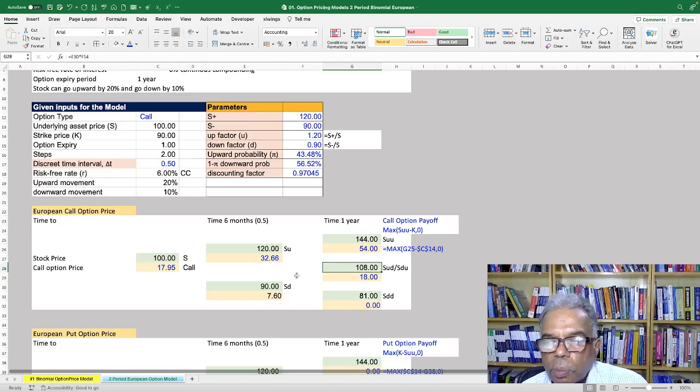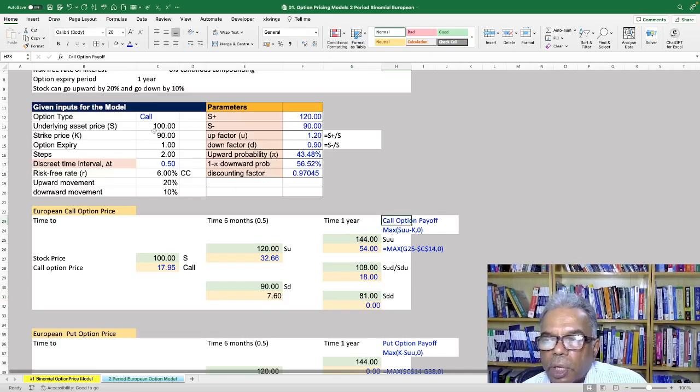So the first step is moving forward two discrete periods from time t0. At 6 months we get the stock value, either it can go to 120 or 90. From 6 months to 1 year, 120 can become 144 or 108, or 90 can become 108 or 81. The next step is to calculate the call option payoff value at these three nodes.